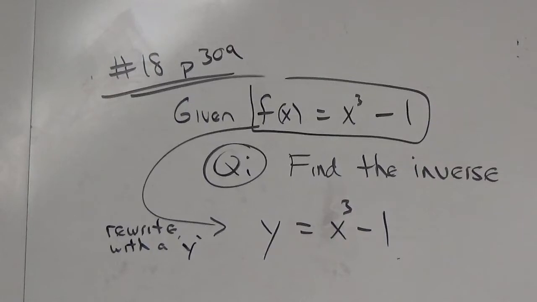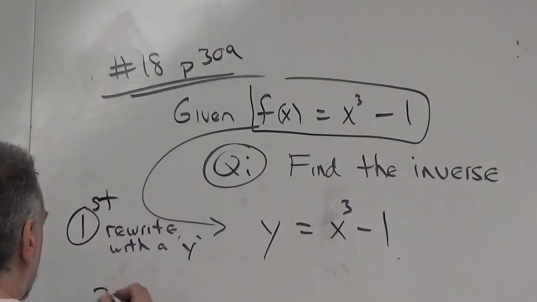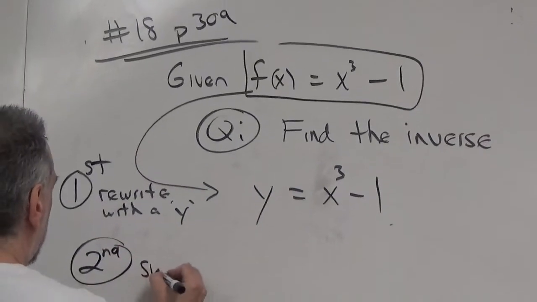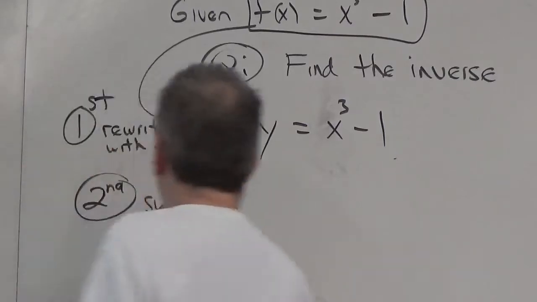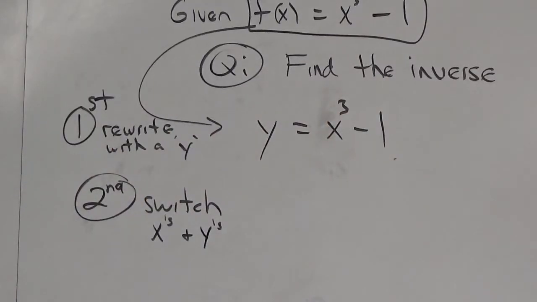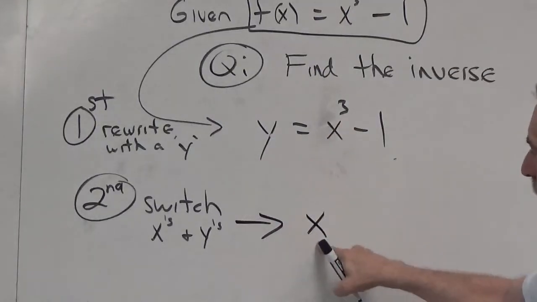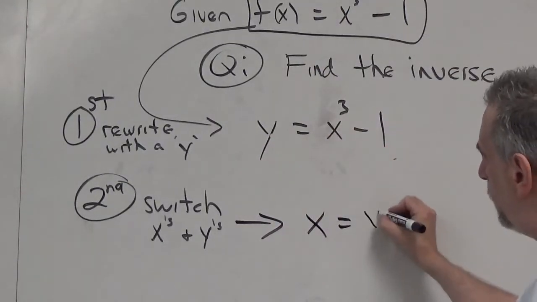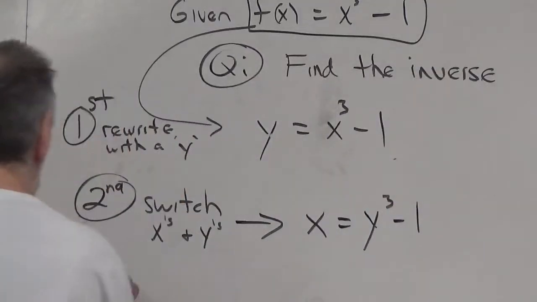So now, to find the inverse, what we're going to do is switch the x's and y's. So first step, rewrite with a y. Second step, switch x's and y's. Everywhere you see an x, put a y. Everywhere you see a y, put an x. All right, so we switch the x's and y's. Now we're just going to solve for y.